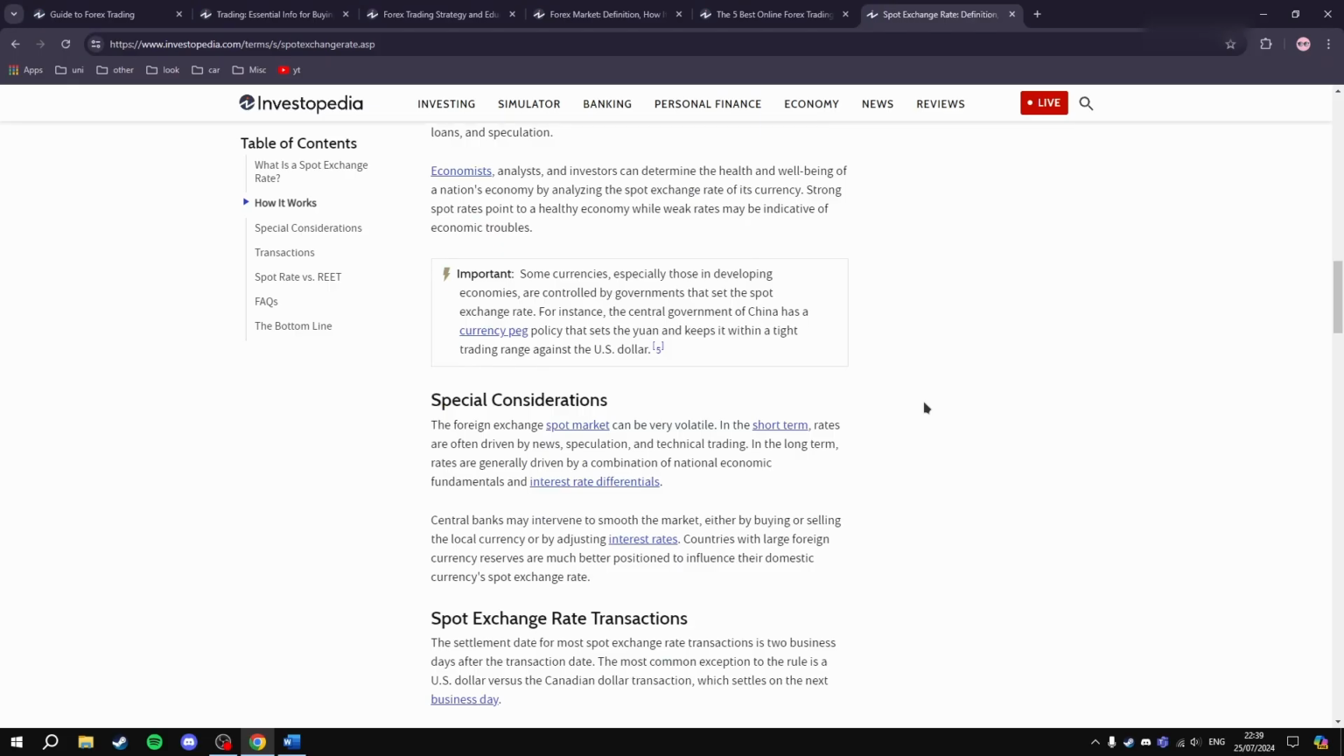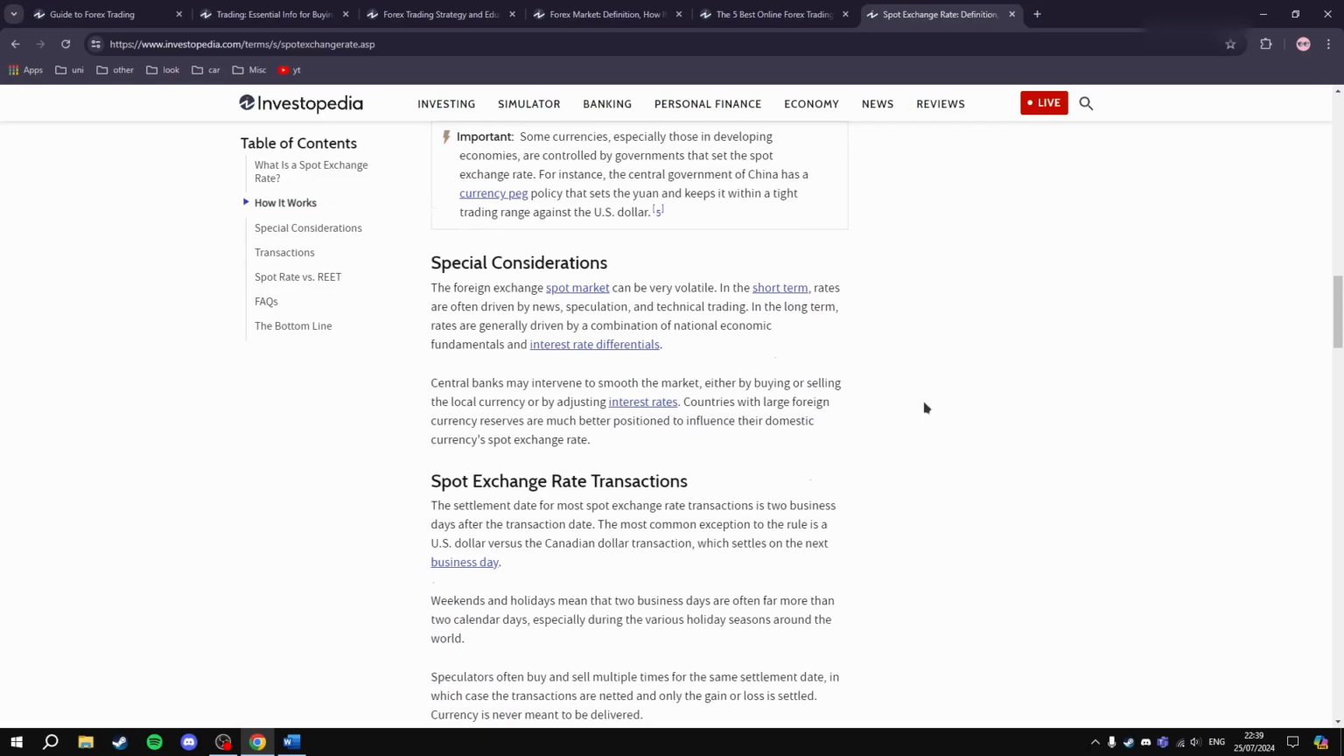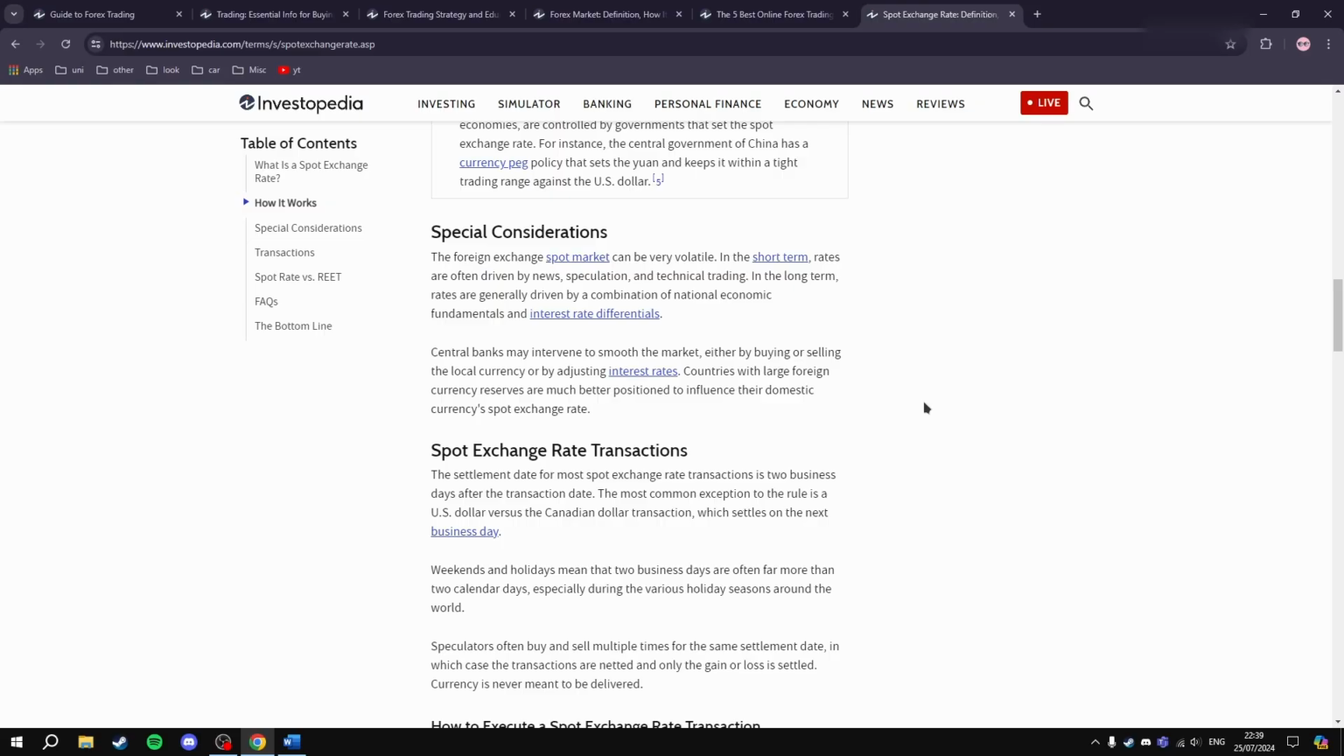Important. Some currencies, especially those in developing economies, are controlled by governments that set the spot exchange rate. For instance, the central government of China has a currency peg policy that sets the yuan and keeps it within a tight trading range against the USD. Special considerations. The foreign exchange spot market can be very volatile. In the short term, rates are often driven by news, speculation, and technical trading. In the long term, rates are generally driven by a combination of national economic fundamentals and interest rate differentials.